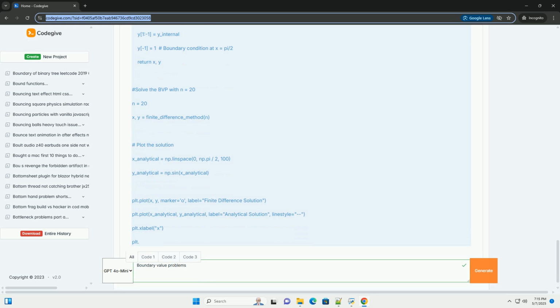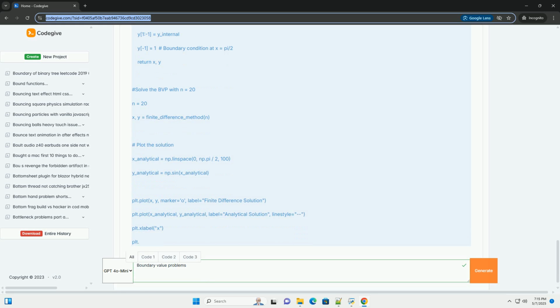Analytical solution comparison: the analytical solution y(x) = sin(x) is plotted alongside the numerical solution for comparison. Clear labels and title: the plot now includes labels for the x and y axes, a title, and a legend. Output: prints the found value of the initial derivative to the console.